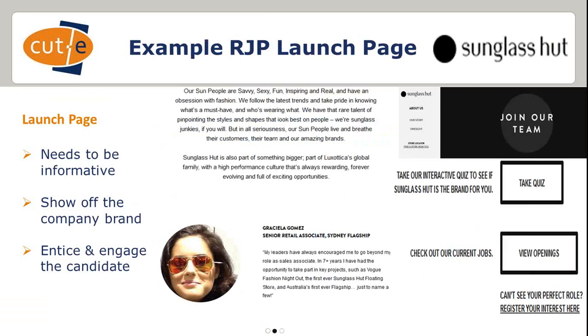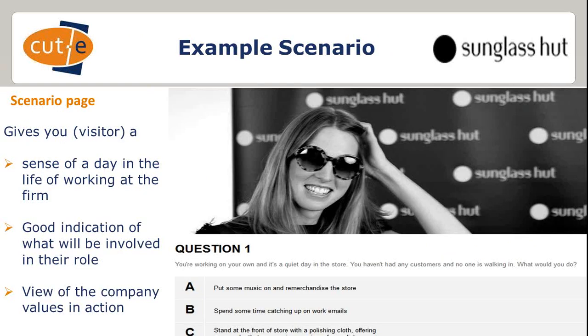Here's a better understanding of the structure of how a realistic job preview questionnaire, an RJP questionnaire, looks. There's a launch page, and it needs to give the candidate some good information about your company, your culture, etc. It may even have some little videos built into it. And then you see on the right-hand side, there's a button where they can actually take a little quiz to learn more about your culture and the job. It shows off the brand of the company, it engages the candidates and entices them to participate.